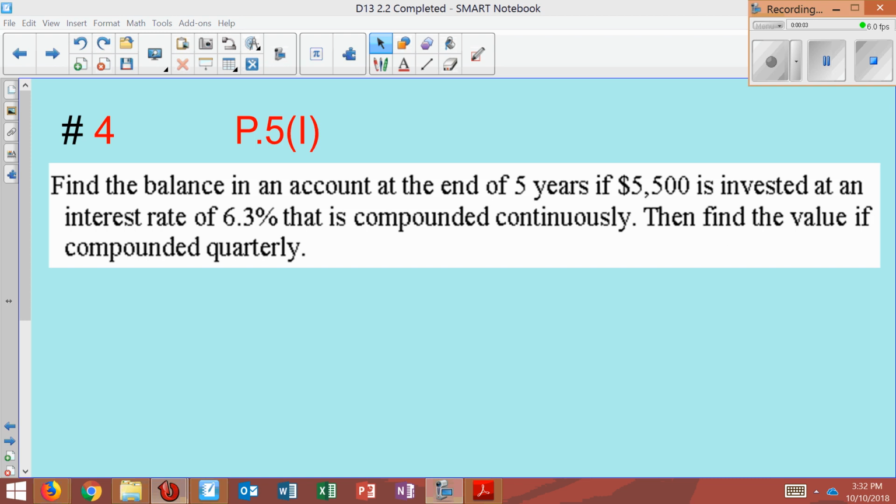Find the balance in an account at the end of 5 years if 5,500 is invested with an interest rate of 6.3% that's compounded continuously. And find the value if compounded quarterly. So let's see here first.